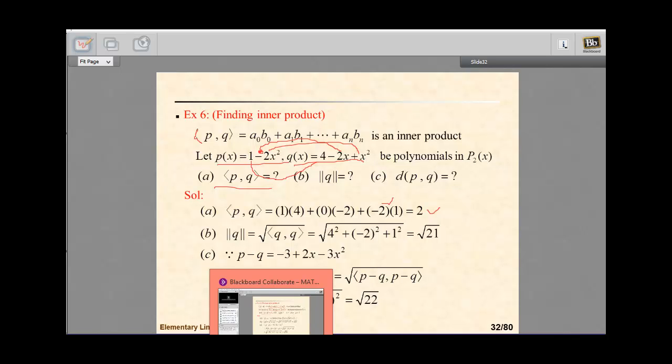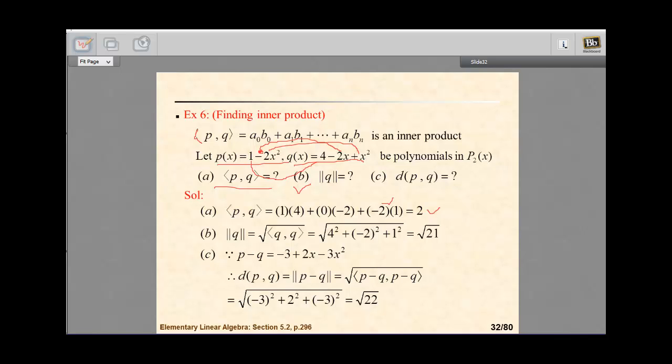The second question is, what is the norm of Q? Norm of Q will be equal to the square root of Q into Q. So Q into Q, this is Q, that is 4 squared minus 2 squared plus 1 squared, which will be equal to the square root of 2.